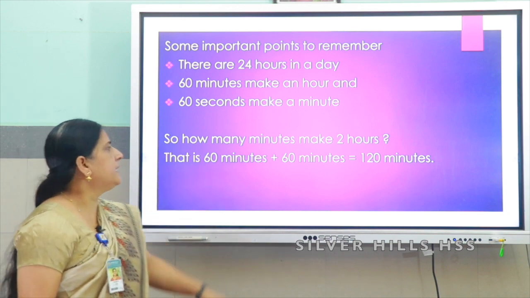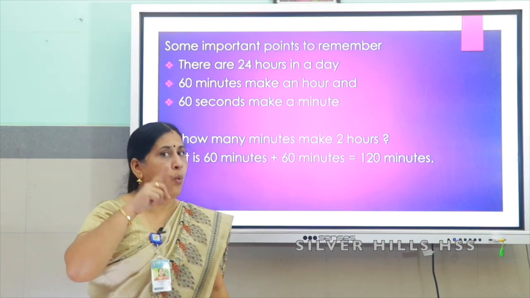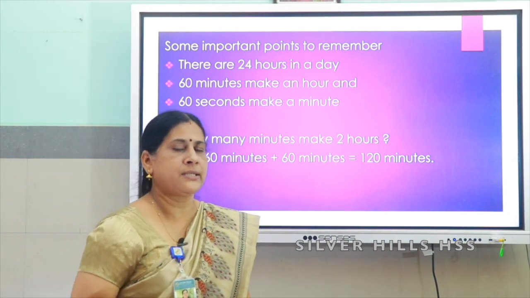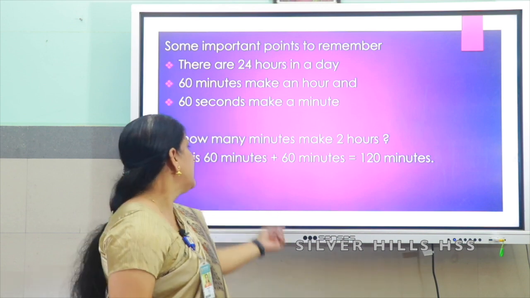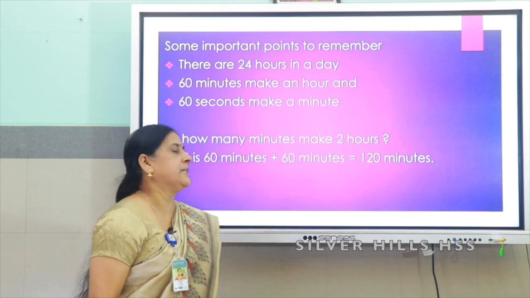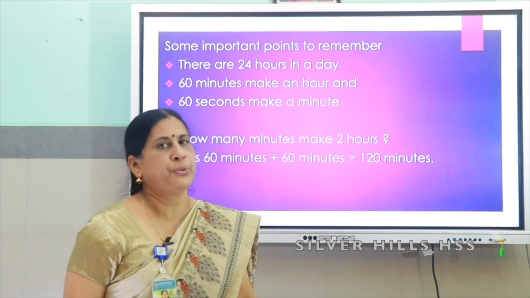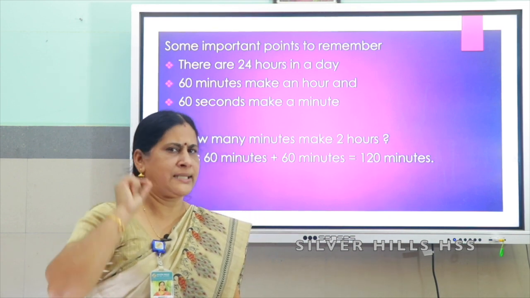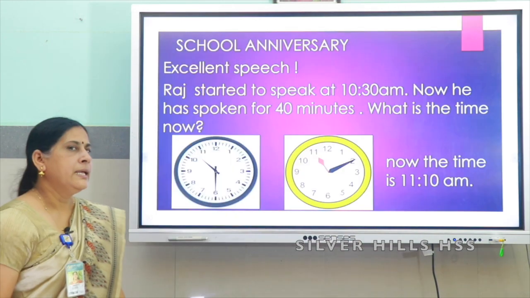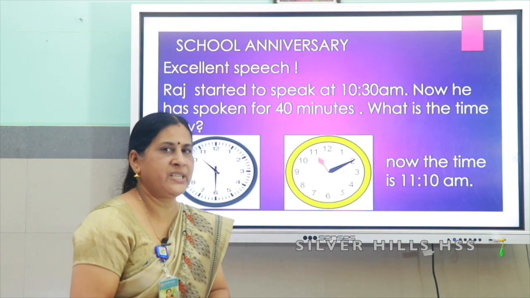So, how many minutes make 2 hours? 1 hour is equal to 60 minutes. So, 2 hours means 60 plus 60. 60 minutes plus 60 minutes is equal to 120 minutes. This is a small sum which we have to put in our mind. Next, let's go to a problem which is in the textbook.